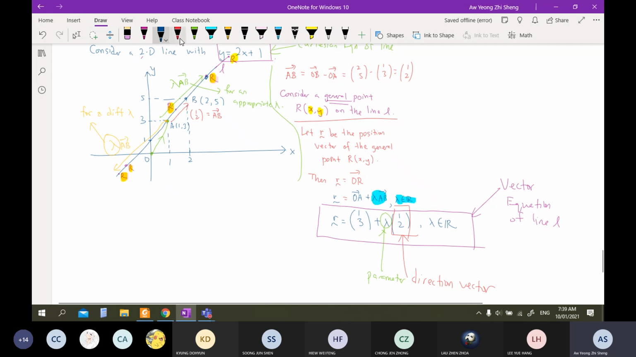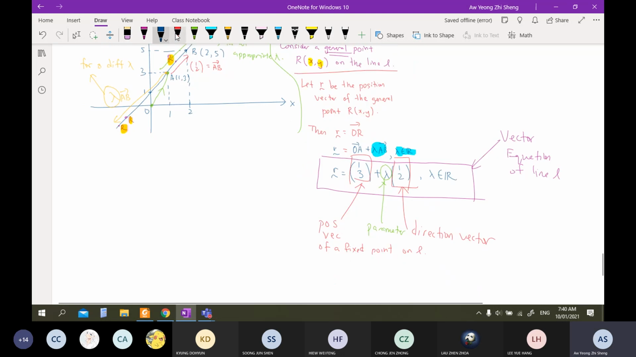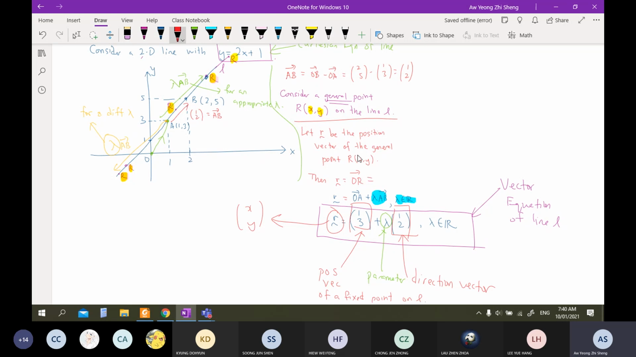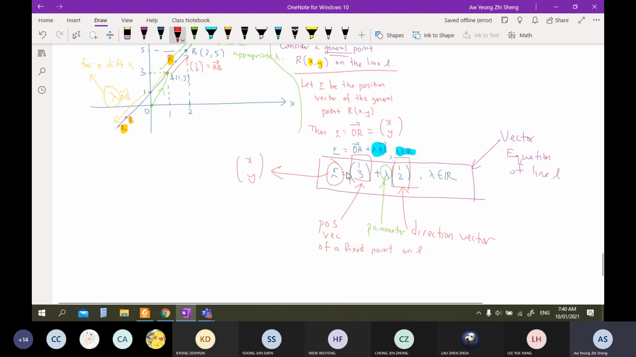And what is this (1, 3) here? This (1, 3) is a position vector of a fixed point on L. It can be any fixed point on L. So here I'm using the point A. If you want to use point B, it's also fine. So the whole idea of vector equation is this. What is R first? This R is actually the vector (x, y), because small letter r is used to denote the vector OR, and we know the point R has coordinates (x, y). So if I write R as the vector (x, y) equals (1, 3) plus lambda (1, 2).